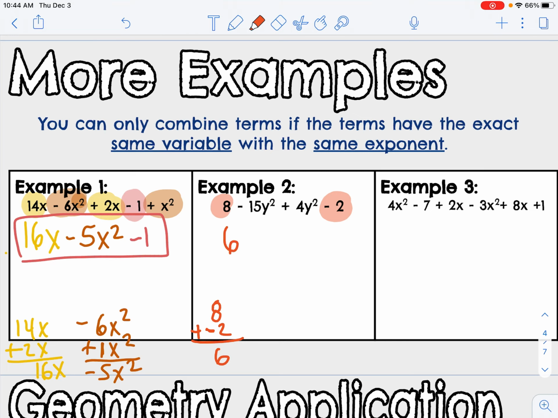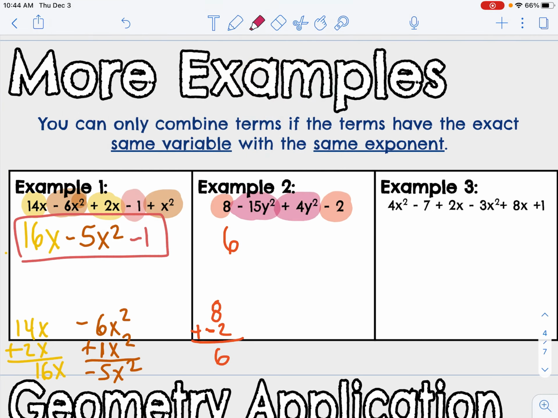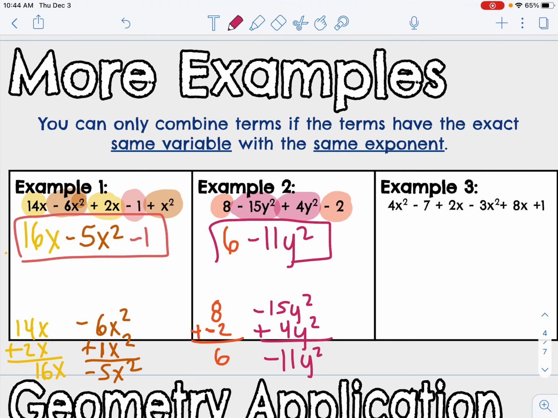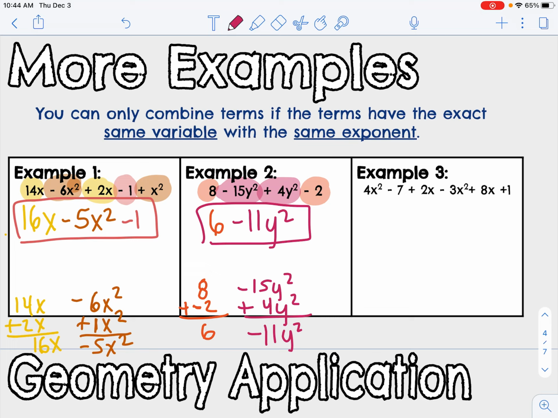So we have 6, and then our next part, we have this negative 15y squared and this plus 4y squared. So if I combine those, we're going to write negative 15y squared and combine it with this 4y squared. So I'm going to bring down my y squared. Negative 15 plus 4 is negative 11. So I write negative 11y squared. So combining is really just adding. We're looking at adding the coefficients or adding the numbers in front of the variables.